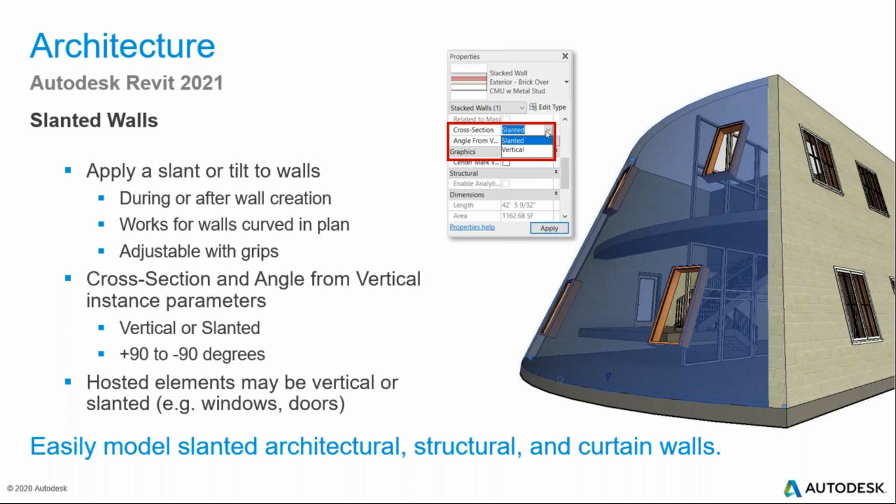Windows and doors hosted in slanted walls will display an additional orientation instance parameter in the constraint sections of the properties palette. You may elect to have the hosted element match the angle of the wall by changing this parameter from vertical to slanted. This improvement will help you create complex architectural, structural, and curtain walls in Revit 2021.